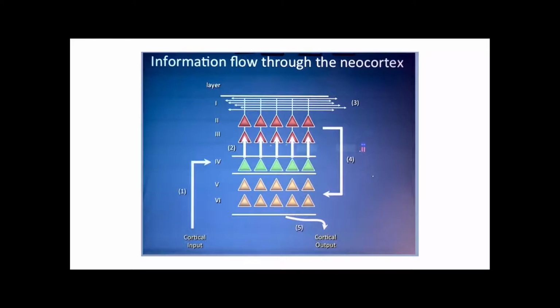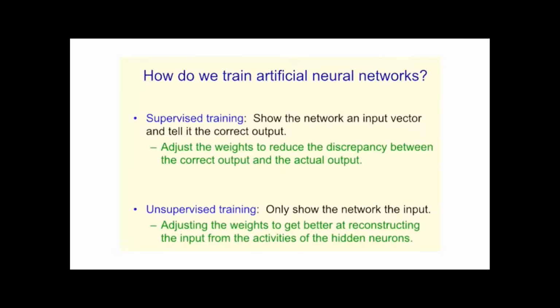So here again is the information flow in the cortex. Human cortex and mouse cortex, by the way, are very similar. Here the input layer is in layer 4 of the cortex, in pyramidal cells, and then we have feedback coming back to other layers, and eventually we have a cortical output. So you can see there's a great similarity between the AI approach and the brain. And in fact, the AI approach was inspired by the brain.